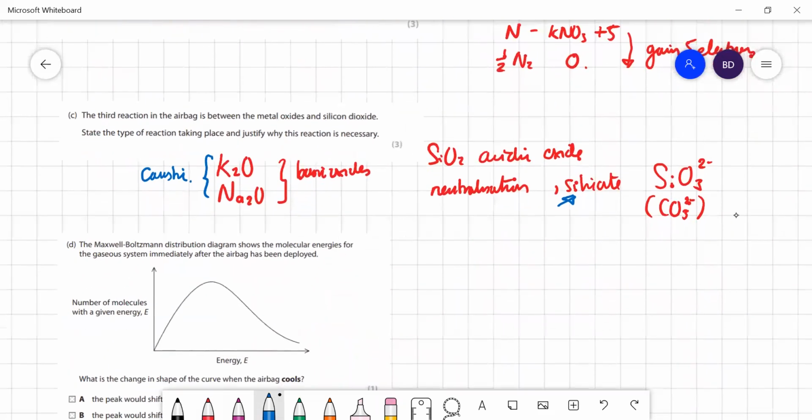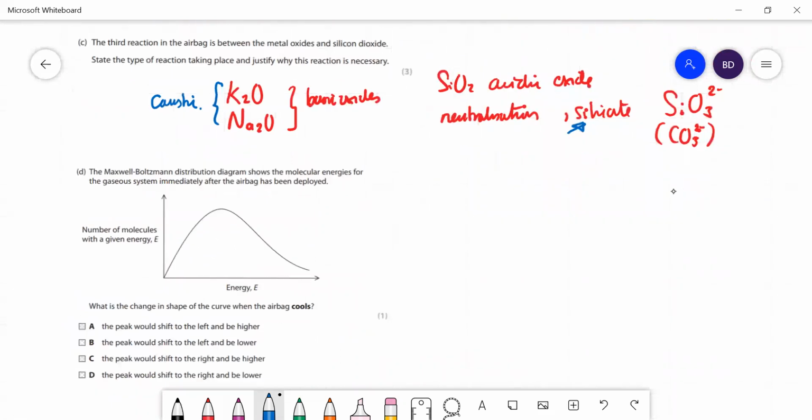Right, Maxwell-Boltzmann distribution shows the molecular energies. Okay, so this is a Boltzmann distribution. Now, when the airbag cools, well, this is not strictly the average energy, I think it's the mode energy of the particles here. So that peak has got to move that way when it cools down. But we've also got to ensure that the area under the curve stays the same, because that's equivalent to the total number of molecules.